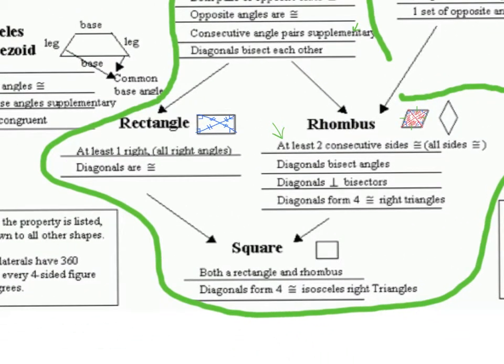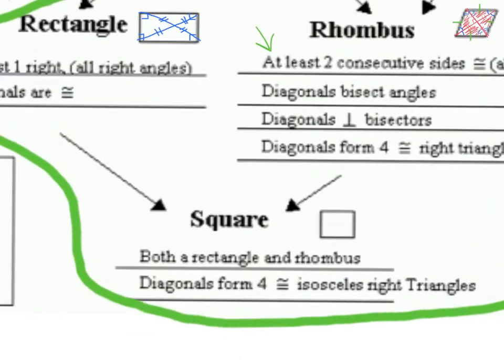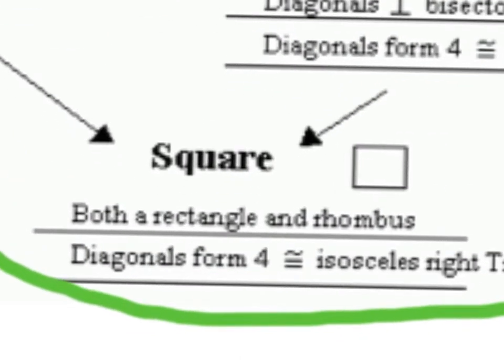Now a square is a combination of a rhombus and a rectangle. So basically if you smush those two together, you're going to get a square. You're very familiar with a square in the fact that all the sides are equal and everything meets at a right angle. That's why it's very similar to a rhombus, because all the sides are equal, and then it's got the right angles from a rectangle.